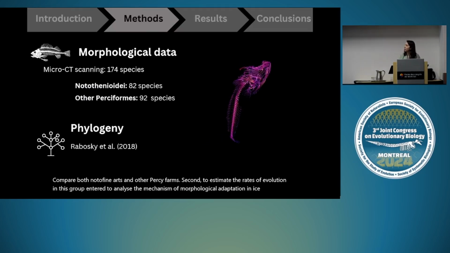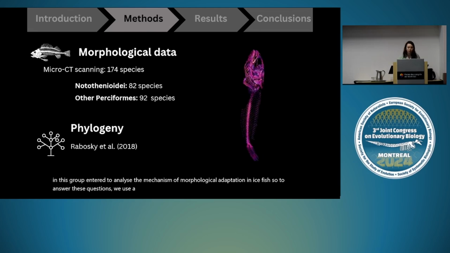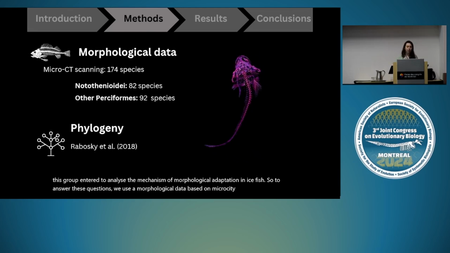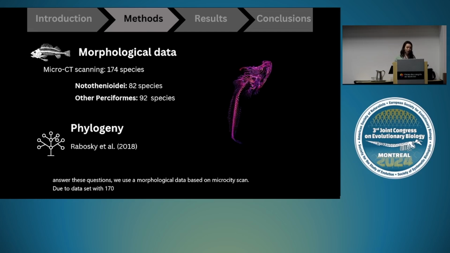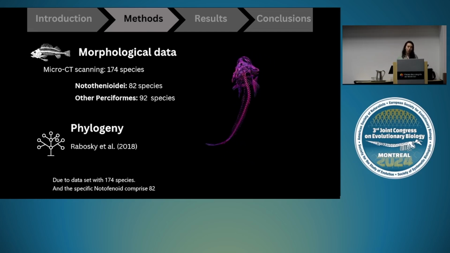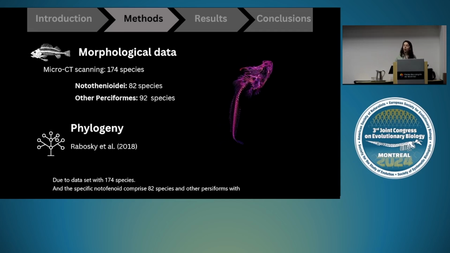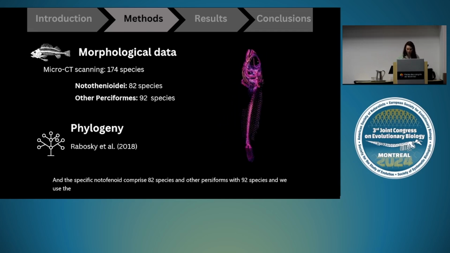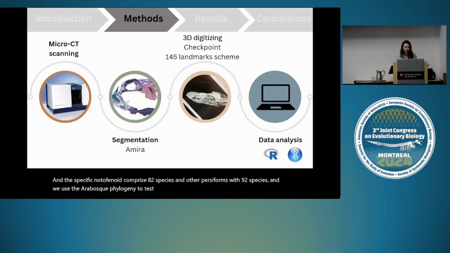To answer these questions, we used morphological data based on micro-CT scans, a huge data set with 174 species, specifically 82 notothenioid species and 92 other perciforms, and we used the Rabosky phylogeny to test these evolutionary aspects. Regarding the methods, after scanning all of these species, we segmented the species in Mirror and digitized the landmarks in Checkpoint using a scheme with 145 landmarks, and analyzed the data in R.